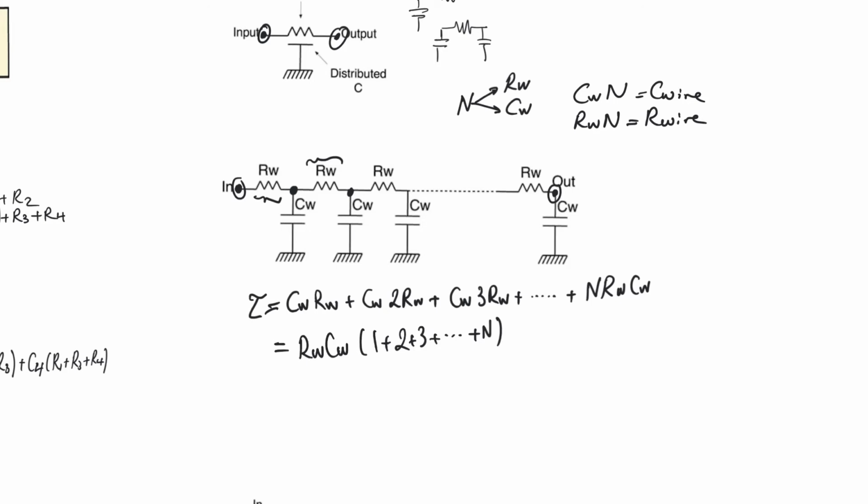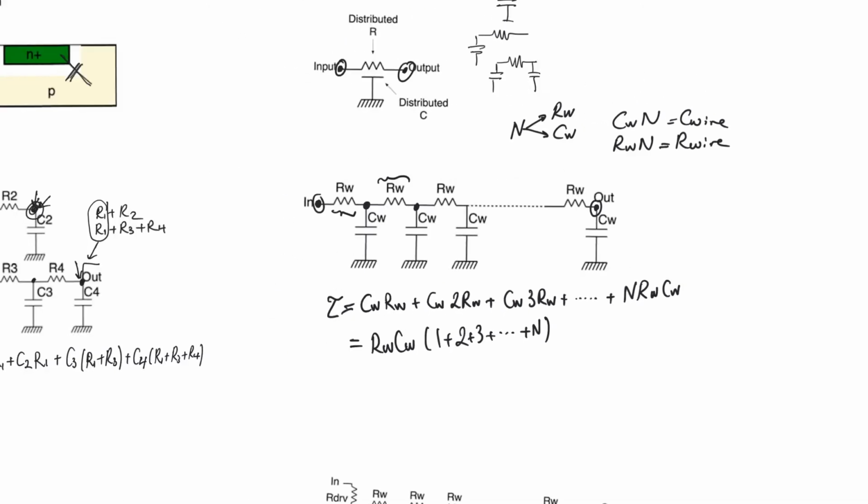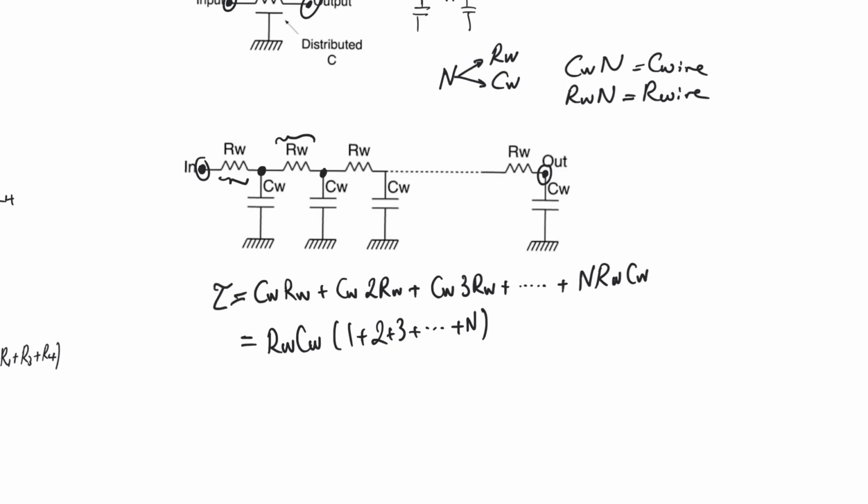And we notice that inside the bracket we have an arithmetic sequence. So this is the sum of an arithmetic sequence. This sum of an arithmetic sequence has an expression of n times (n plus 1) over 2, and this is going to be multiplied by Rw times Cw. Now, if I imagine that n is really large, ideally, we want to divide it into an infinite number of sections, each of which is infinitely small. So as n tends to infinity, this approximately becomes n squared over 2 times Rw times Cw.